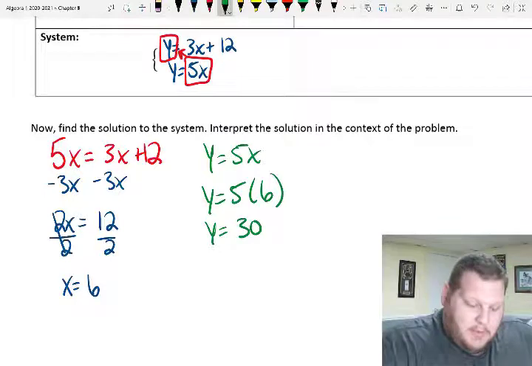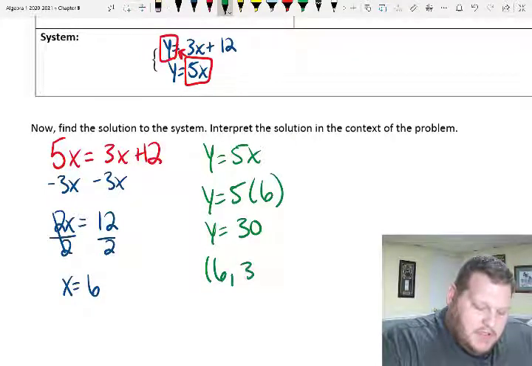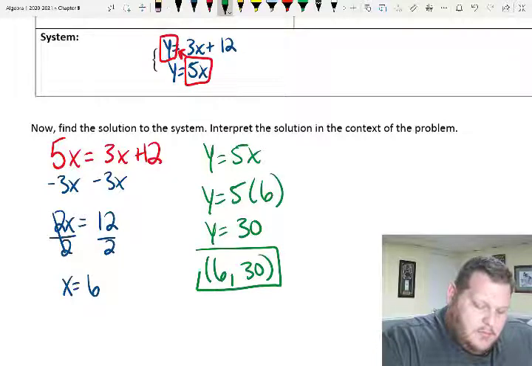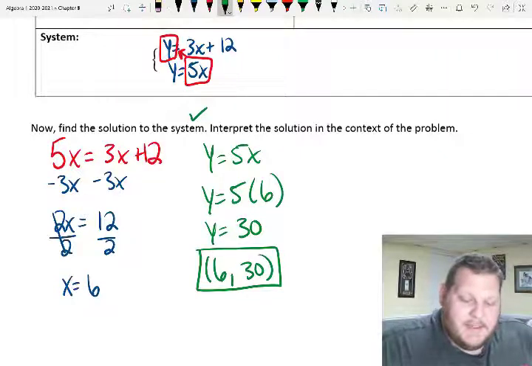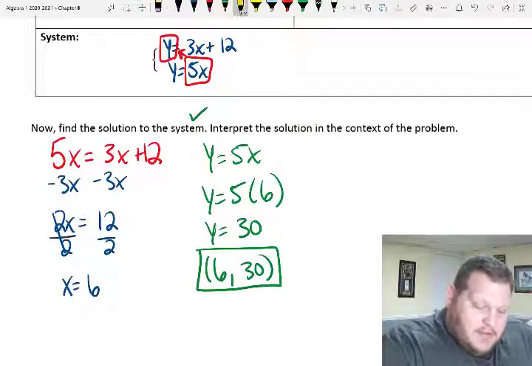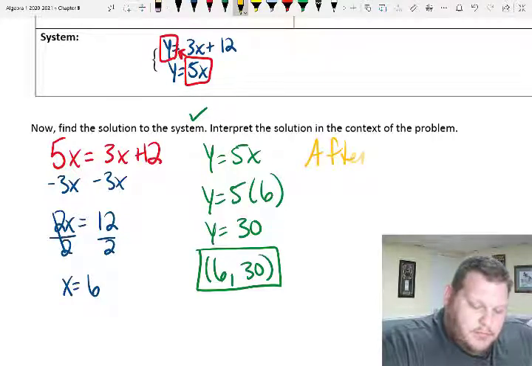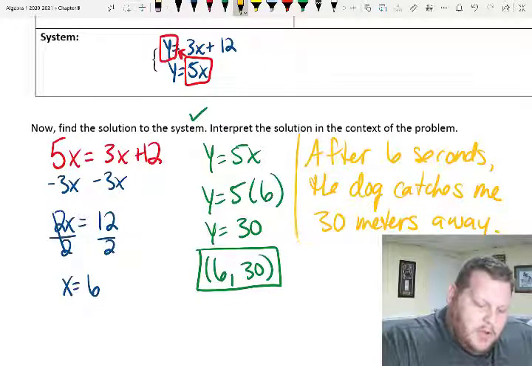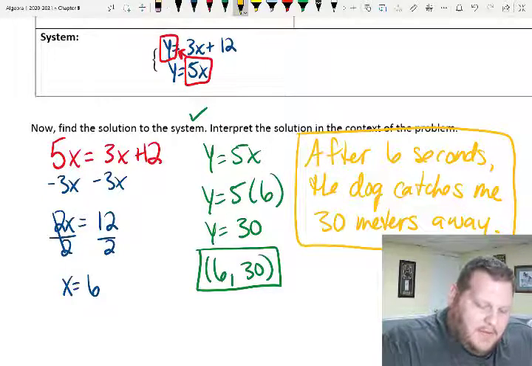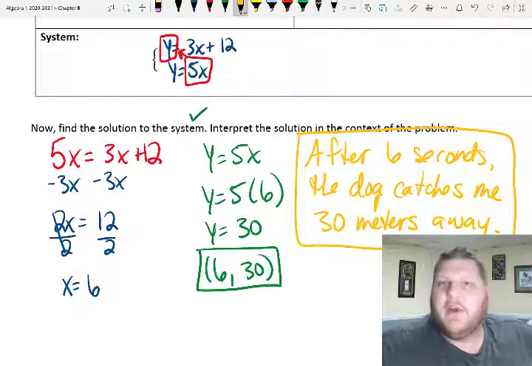Look at that. I've got my x, I've got my y. My solution should be 6 comma 30. That's my solution to the system. Interpret the solution in the context of the problem. Well, in this case, I'm going to write this in yellow. After 6 seconds, the dog catches me 30 meters away. Or you can say after 6 seconds, both me and the dog would be 30 meters from the start. However you want to phrase that.